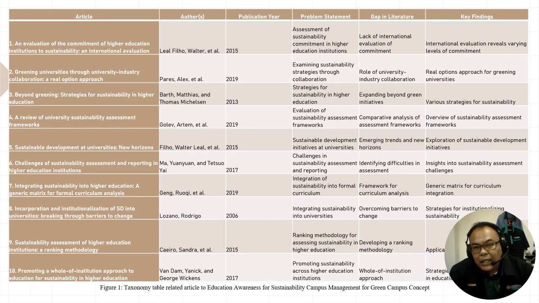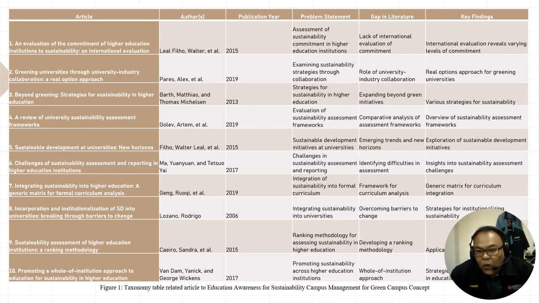Okay, this shows the 10 articles that I chose to present. During my searching and research for education awareness, these were quite close, and the issue, content, and evidence shown are much more related to education awareness. This is one example, the newest of the 10 articles, published in 2019: Greening universities through university and industry correlation, participation of community, a real options approach article, by Paris Elet et al.